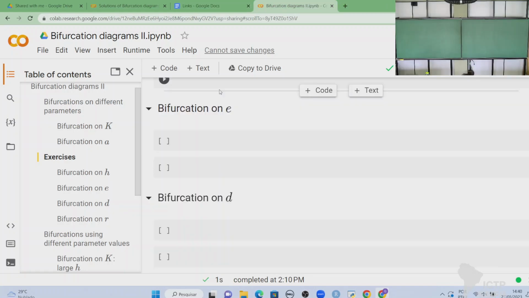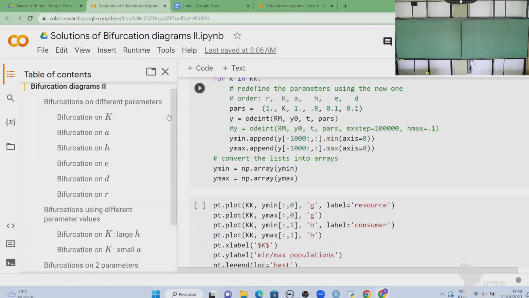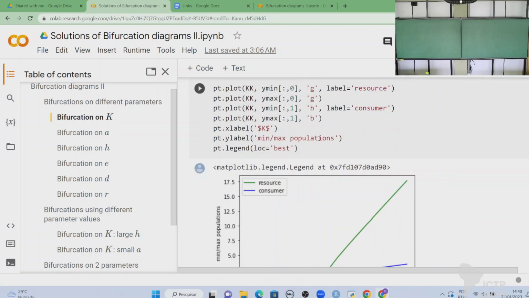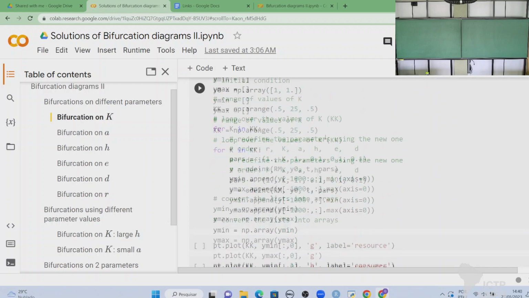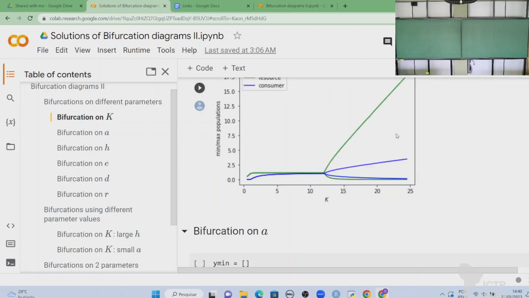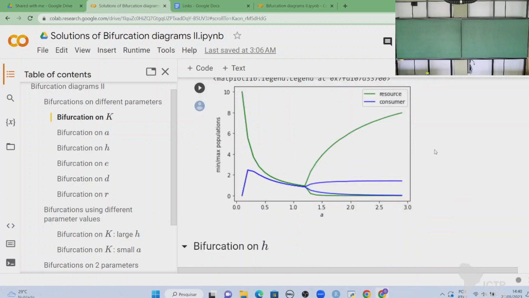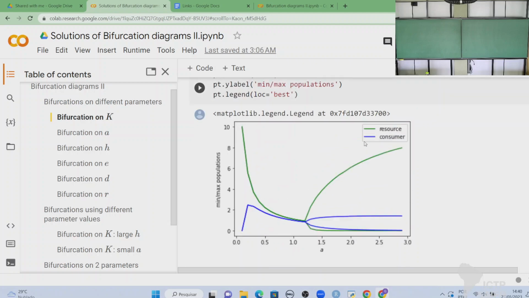So let's see the solutions then. I won't go over the details. We already had the one for K, right? It looked like this. The one for A looked like this. You see that you always have to take the initial value, the A that was in the original equation, and play a bit with the range, right?